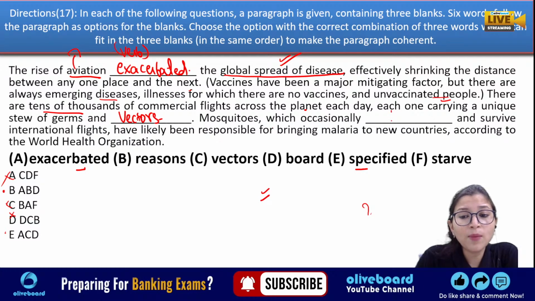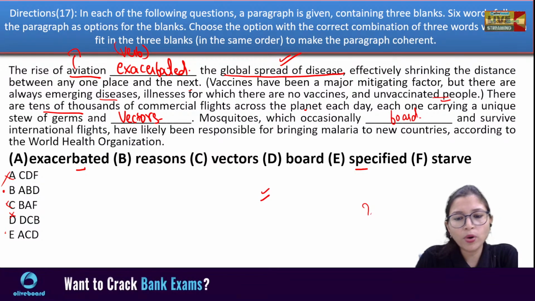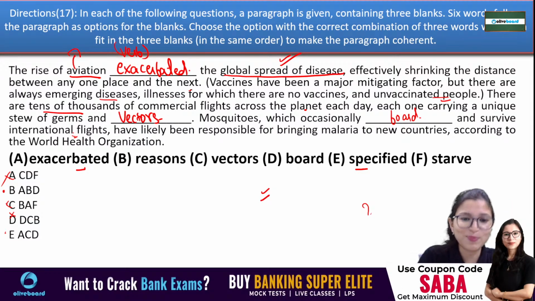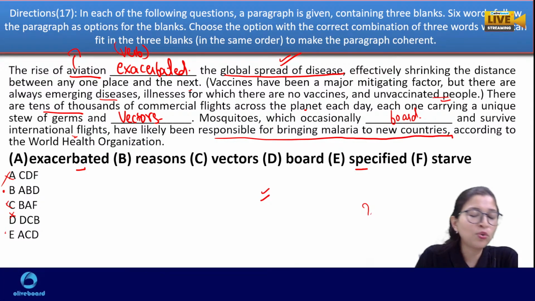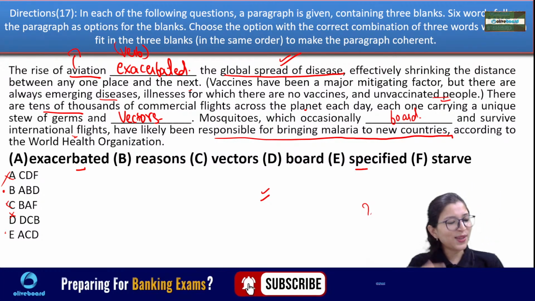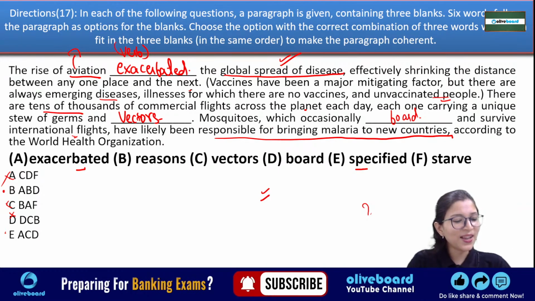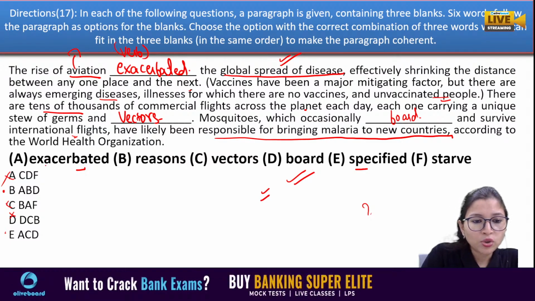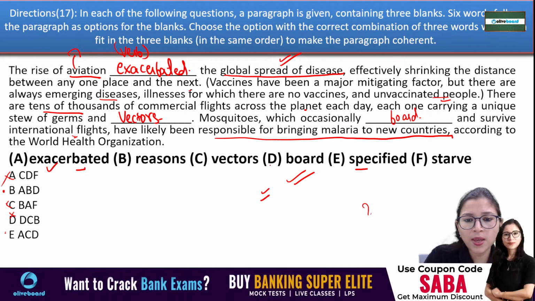Mosquitoes which occasionally board, कि मतलब generally वो board कर, occasionally they board and survive international flights. वो survive भी कर जाते हैं flight में. Very good. Have likely been responsible for bringing malaria into new countries. कि जो flight पैक करके mosquitoes आते थे वो basically malaria जो है नए नए countries लेके गए हैं. So occasionally board and survive. Yes, this is the correct answer. So exacerbated, C, D, A, C, D. Very good. E is the correct answer.